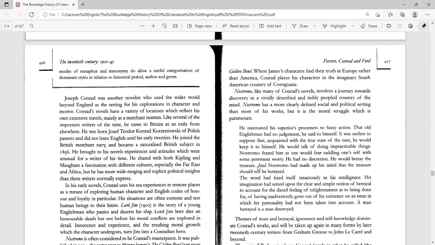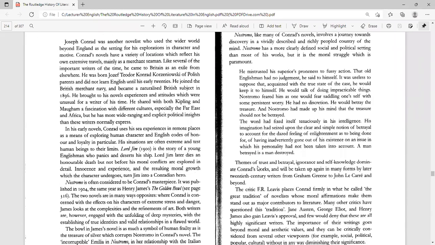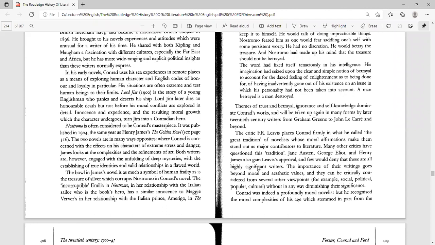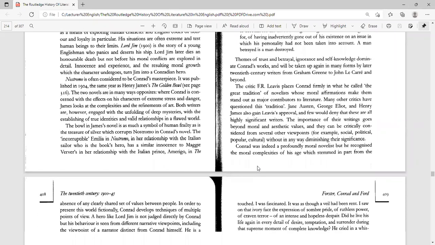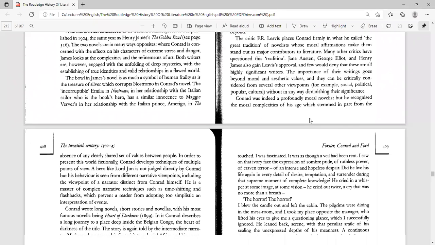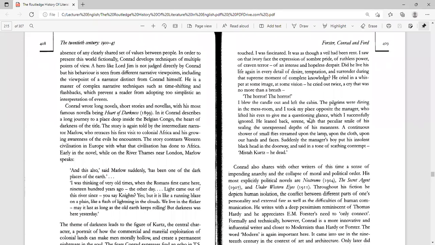Nostromo, like many of Conrad's novels, involves the journey towards discovery in a vividly described and richly peopled country of the mind. Themes of trust and betrayal, ignorance and self-knowledge dominate Joseph Conrad's works and will be taken up again in many forms by later 20th century writers like Graham Greene or John Le Carre. Conrad was indeed a profoundly moral novelist, but he recognized the moral complexities of his age, which stemmed in part from the absence of any clearly shared set of values.